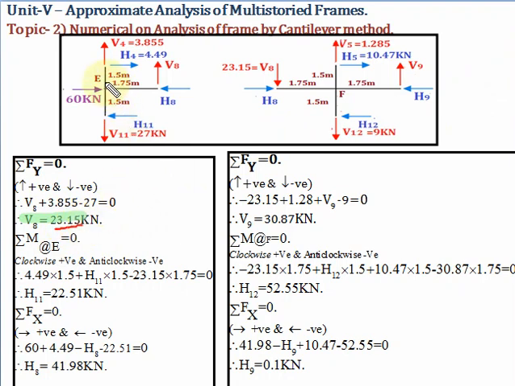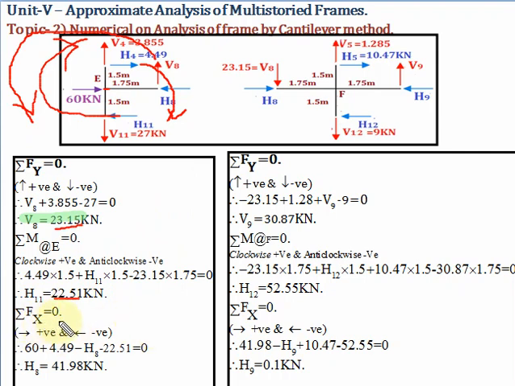23.50. Now take the moment at joint E. So 4.49 acting in the clockwise direction. So clockwise positive. So what is the distance? 1.5. Then H11 acting in clockwise direction. What is the distance? 1.5. Again positive. So 23.15. Okay, so 23.15 is nothing but V8 acting in anti-clockwise direction. So minus into distance is 1.75. So here we will get the value of H11, 22.51.